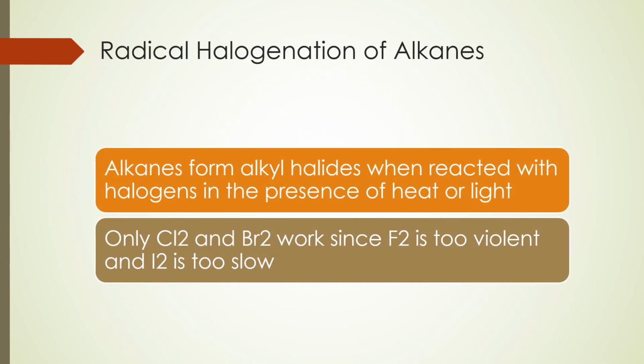When you react an alkane with a halogen in the presence of heat or light, you get the corresponding alkyl halide. You can only use Cl2 and Br2 because F2 is too violent and I2 is too slow.